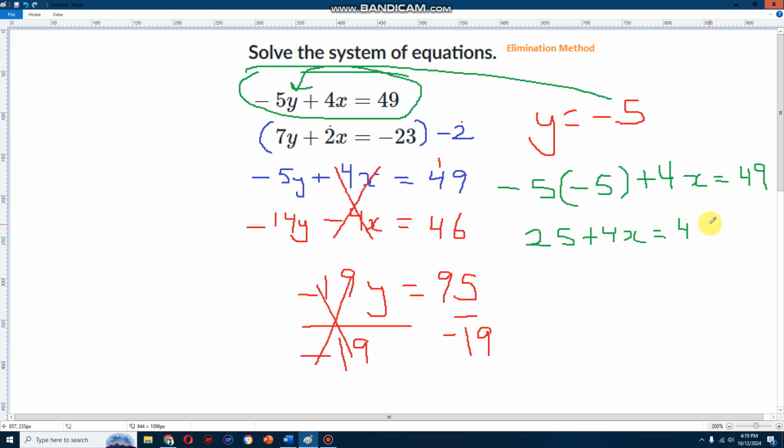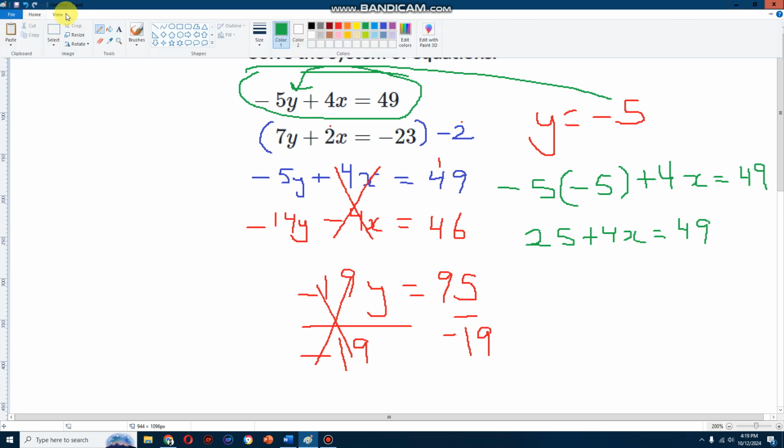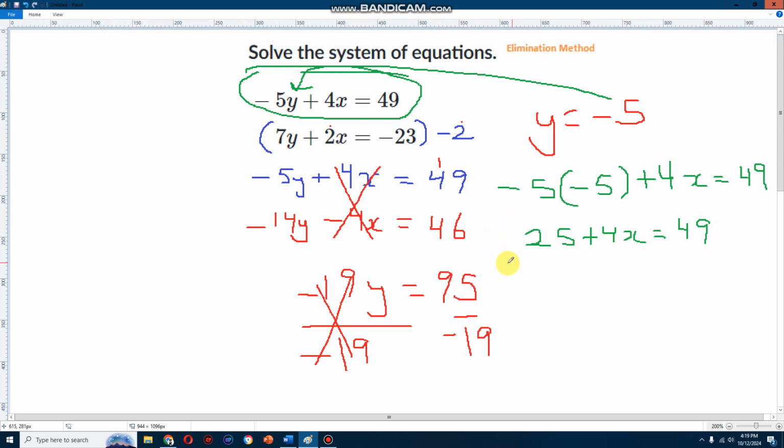Alright, same old straightforward algebra. Positive 25 is in my way. Let's get rid of it with its inverse. Minus 25, minus 25. Cancels out. 4x is free. And 49 minus 25 is 24. 4 is with my x. X needs to be alone.